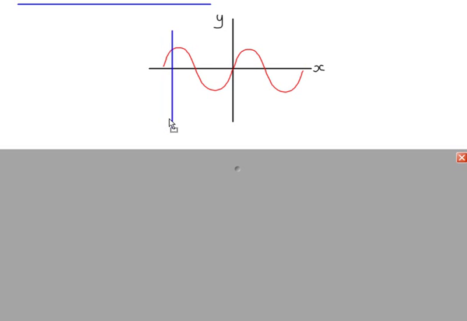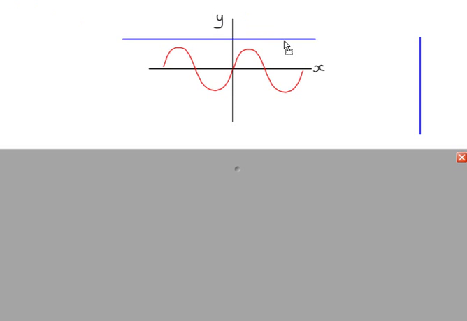So vertical line test, only one point of intersection. So this is a function. Horizontal line test, there are multiple points of intersection. This is a many-to-one function. It does not have an inverse unless we restrict its domain.